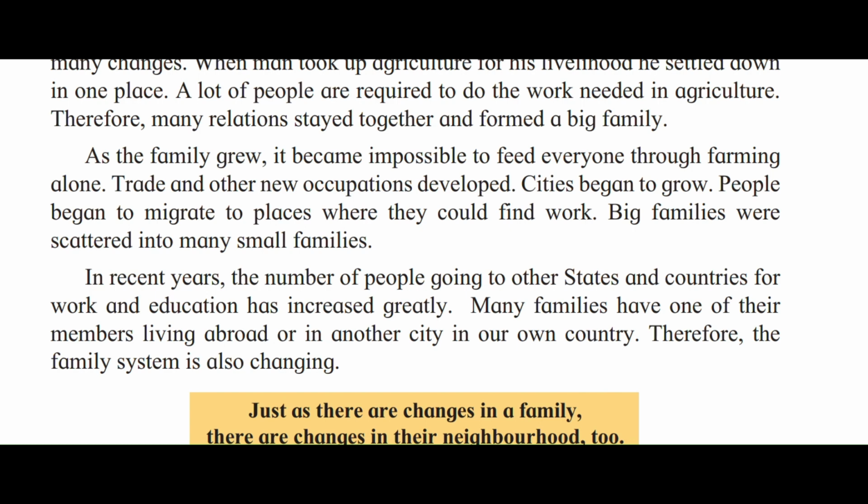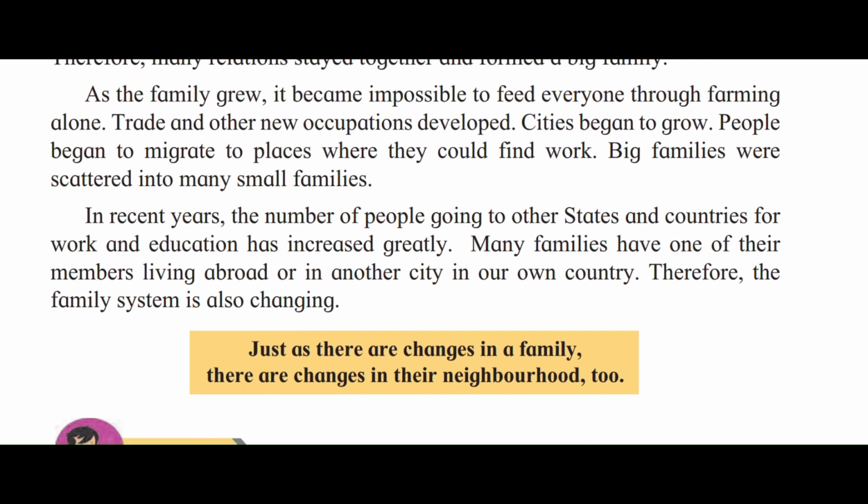In recent years, the number of people going to other states and countries for work and education has increased greatly. Many families have one of their members living abroad or in another city in our own country. Therefore, the family system is also changing.